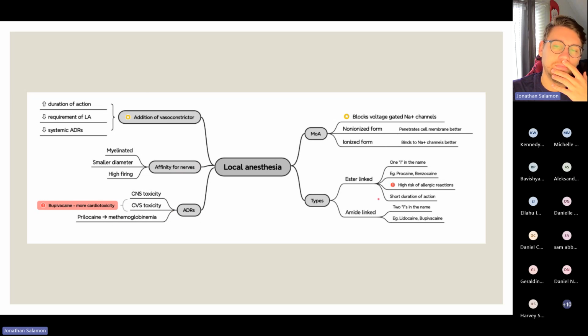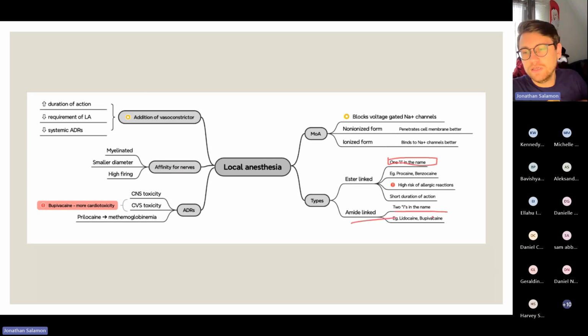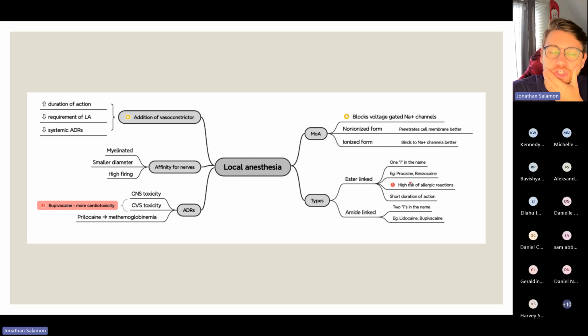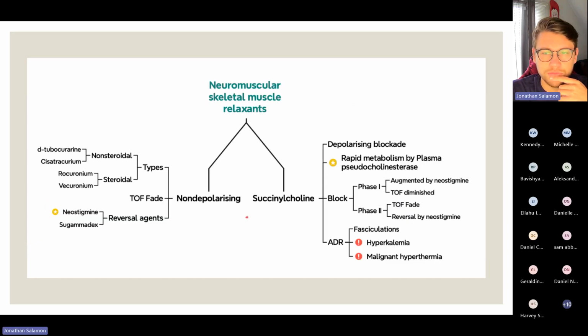Know the differences between the ester and the amide links, right? Know that ester links have one I in the name. Know that amide links have two I's in the name. You will be directly asked if something's an ester or an amide. Remember that esters have a higher risk for ADRs. And then the other thing is bupivacaine's cardiotoxic. Definitely remember that. Definitely know this.